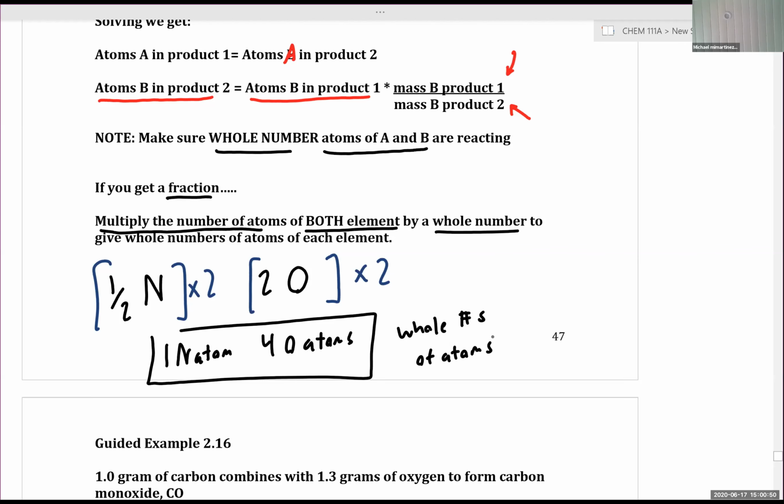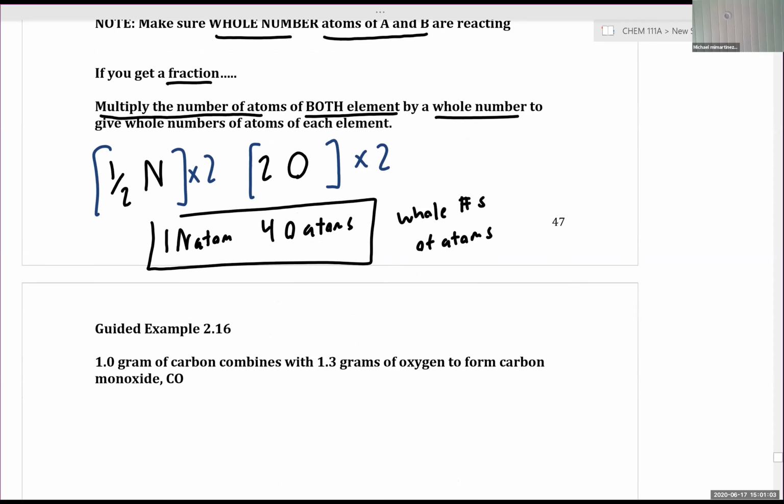Does this make sense so far? Any questions? So let's show how this works in practice.